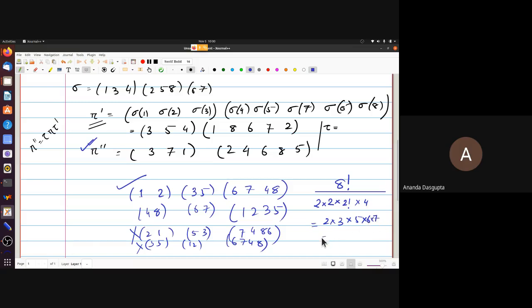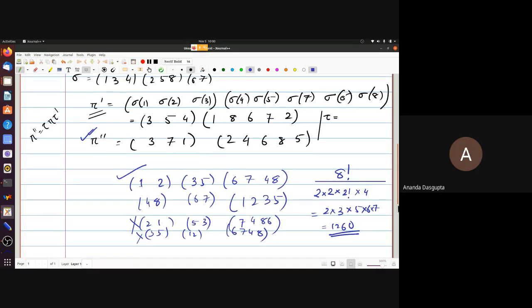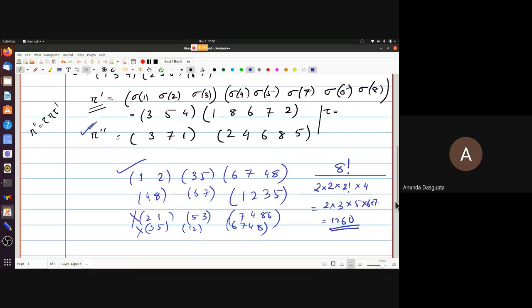210 into 6, 1260. So there are 1260 elements in the conjugacy class of this. Okay, not a very small number. And that's to be expected. After all, how many elements are there in S8? That's 8 factorial. That's quite a huge number, right?